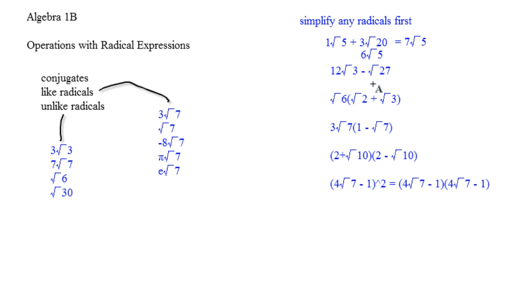Now the square root of 27 can be simplified into 9 times 3, and the square root of 9 is 3, so this would be 3 root 3. Okay, so 12 root 3 minus 3 root 3 is definitely going to be 9 root 3. Don't simplify any further and say, oh, that's the square root of 27. Nope, that doesn't make any sense whatsoever.